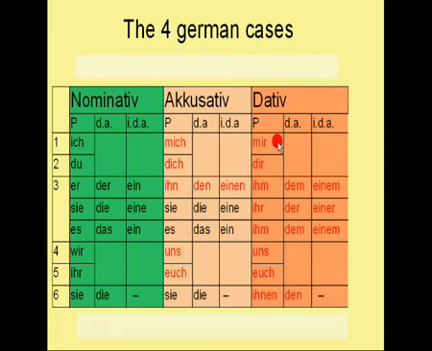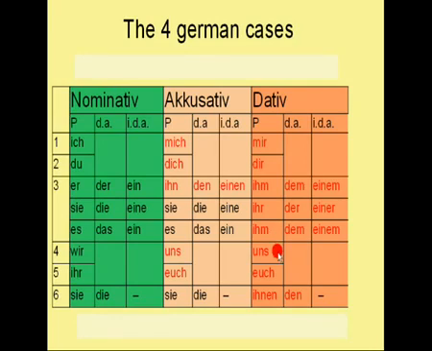So let's take a look at these pronouns. The pronoun in the first person singular is mir. The pronoun for the second person singular is dir. For the third person singular, for masculine nouns, it's ihm. For feminine nouns, it's ihr. And for neuter nouns, it's again ihm.